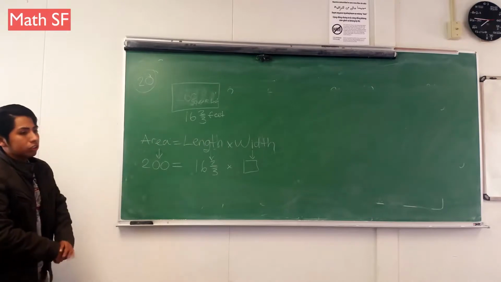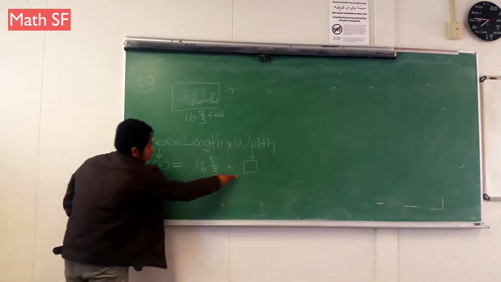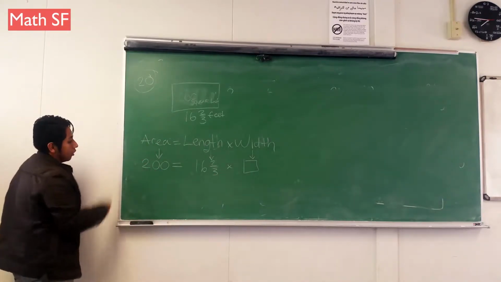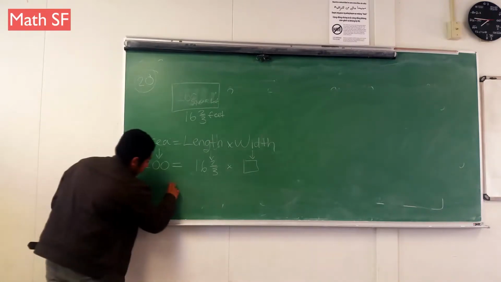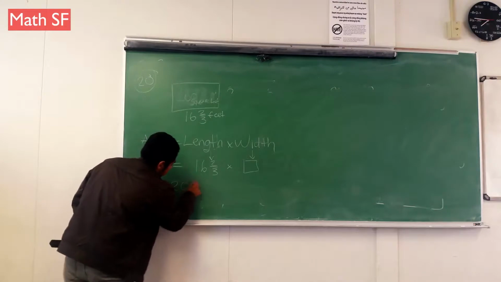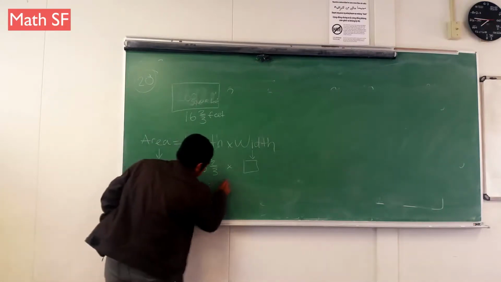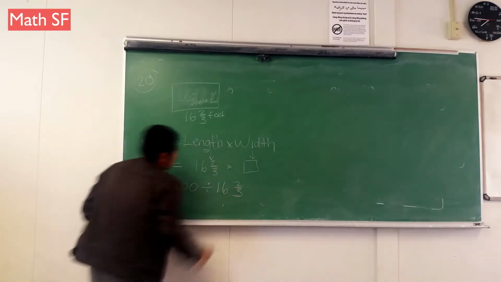Now what are we missing here? We're missing one of the multipliers, therefore we must divide. Divide what? The product, in this case, which is the 200. So it's going to be 200 divided by 16 and 2/3.